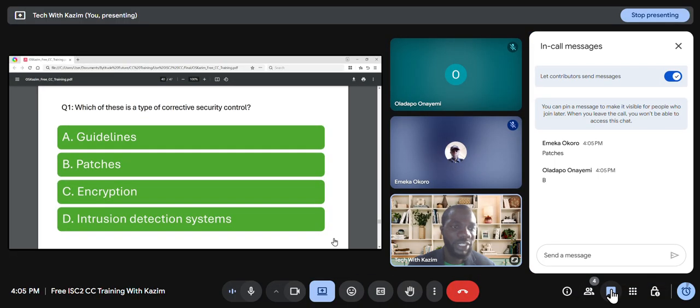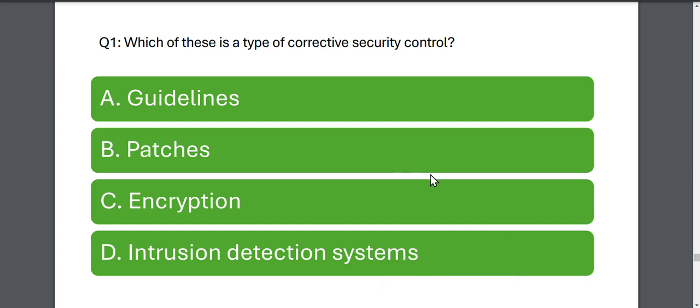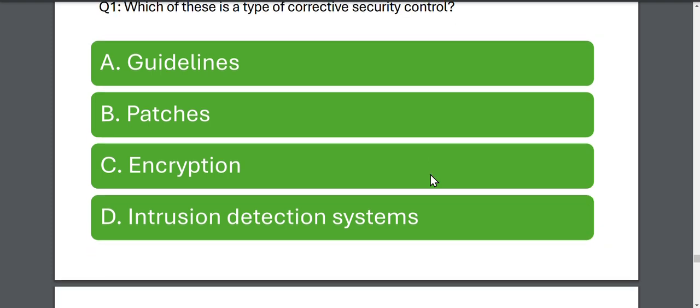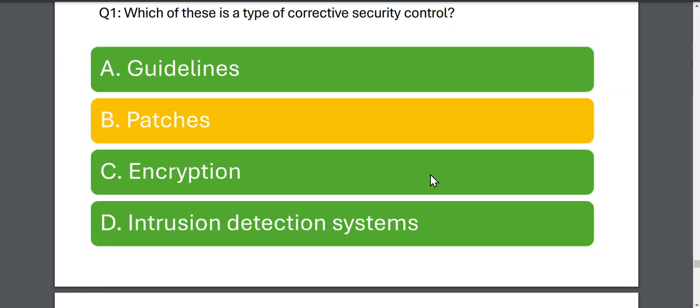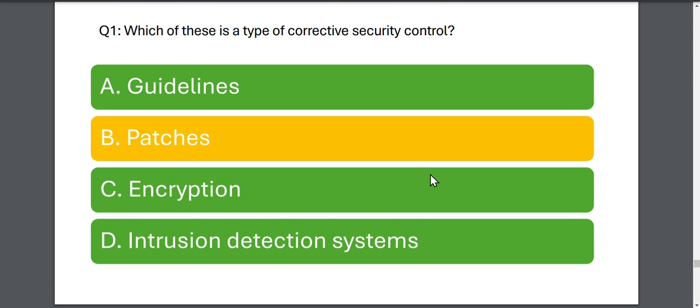So we have some options in the chat. We all say patches, B. Oh, yeah. So patches is what can correct, right? That can fix a vulnerability or fix a bug. So if you go with patches, that will be the correct answer, right? Thank you. Encryption cannot correct. If encryption is broken, it cannot stop the fact that the confidentiality of the data has been impacted. An IDS cannot correct; it can only detect but cannot act, unlike an IPS. So patches is the correct answer.